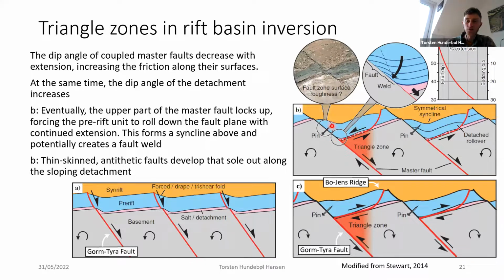That will lead to the cover units above the salt starting to roll down along the fault, creating a fault weld with a syncline like you see here, and the thick-skinned extension here will then be balanced by a thin-skinned antithetic fault up here. And when you start squeezing the whole thing, the blocks start rotating back up, and you basically get the opposite. So the triangle zone is this red area here, which might explain at least a bit of thin-skinned inversion here.